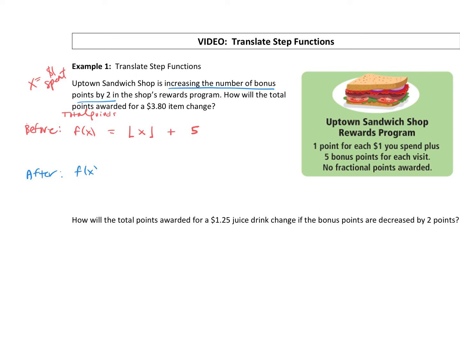So our total number of points, we're still going to get a point for every dollar we spend, but we're going to round that down because they're not going to round up for points, right? So we round our dollar amount down, we get that many points, but this time we're going to increase that 5 by 2, so we're going to get 7 points for a visit. So if we just compare our two functions right here, the after function shows an increase of 2 points.